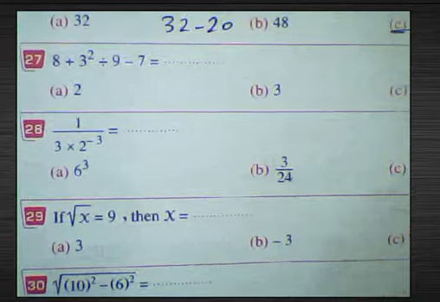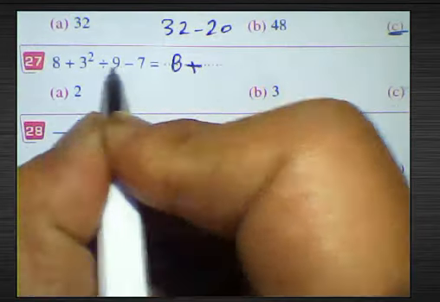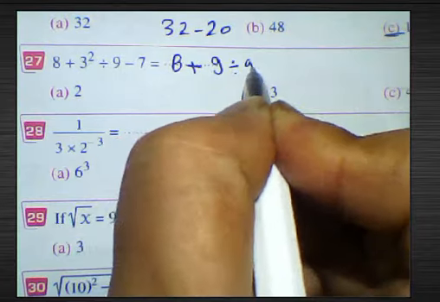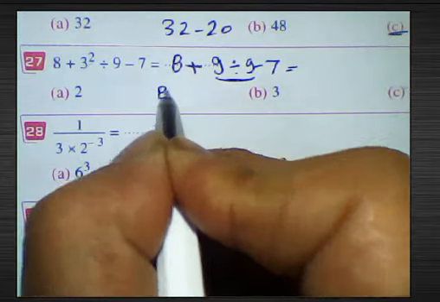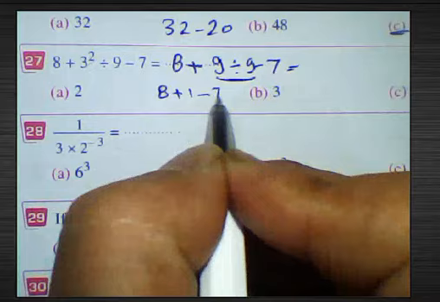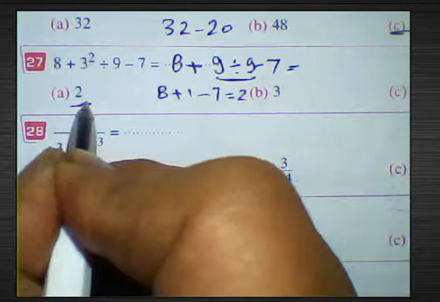And this number, 8 plus 3 power 2 equal 9, divided by 9 minus 7. 9 divided by 9 equal 1. 8 plus 1 minus 7. 8 plus 1 equal 9, minus 7 equal 2.